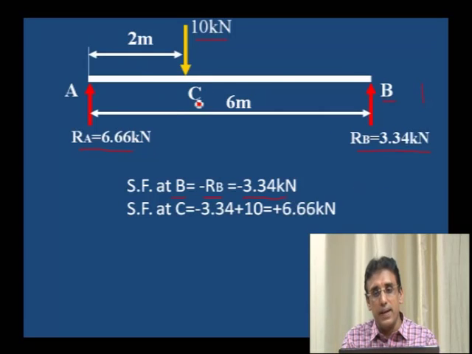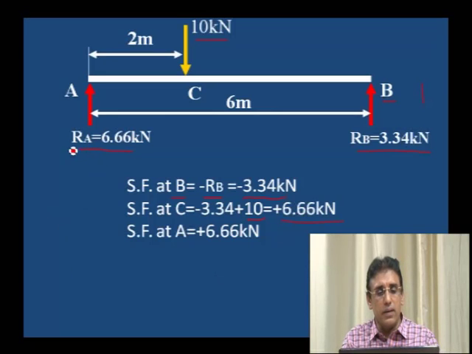Shear force at C: already we have minus 3.34, plus one vertical load of 10 kilonewton is acting. We have to add it to the 3.34 kilonewton. Therefore, minus 3.34 kilonewton plus 10 kilonewton becomes plus 6.66. Here we can observe that the shear force at B was a minus value and it changes to a plus value at C.